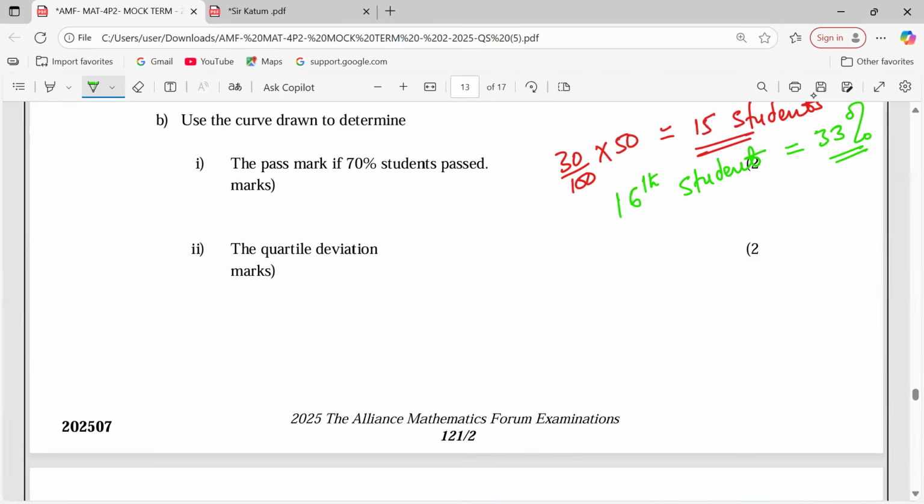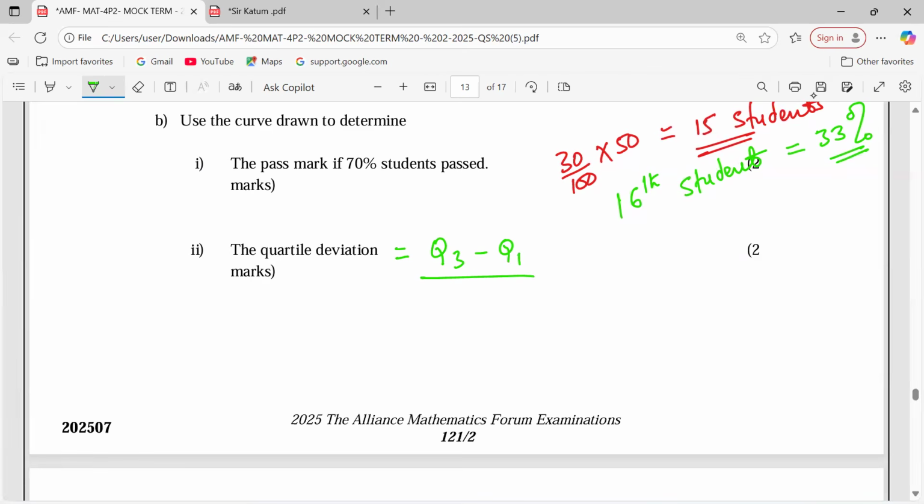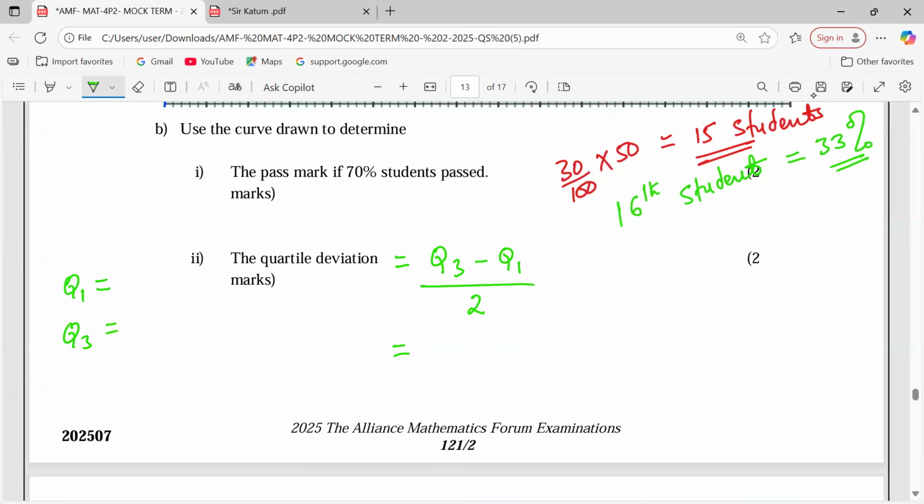Let's get to number Roman 2 of the same question, the quartile deviation. For us to get the quartile deviation, which is also called the semi-interquartile range, we need to take Q3 minus Q1, then we divide by 2. So we first establish Q1 and also Q3. Q1 is the first quarter of 50 students, which is 12.5. That means the 13th student.